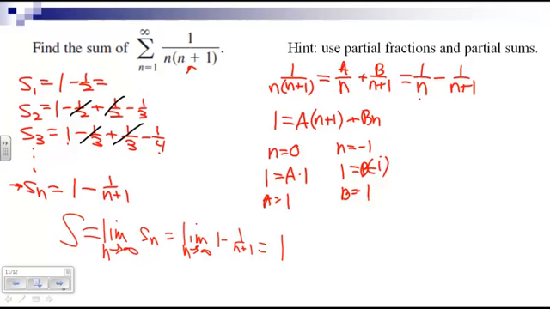Okay, so we found this general term for the nth partial sum. So if I add up the first 50 numbers, the sum is going to be 1 minus 1/51st. If I add up the first 100 numbers, it's going to be 1 minus 1 over 101st. To find the sum of all of the numbers in the infinite series, what happens to the nth partial sum as n goes to infinity? When n goes to infinity, 1 over n plus 1 goes to 0.